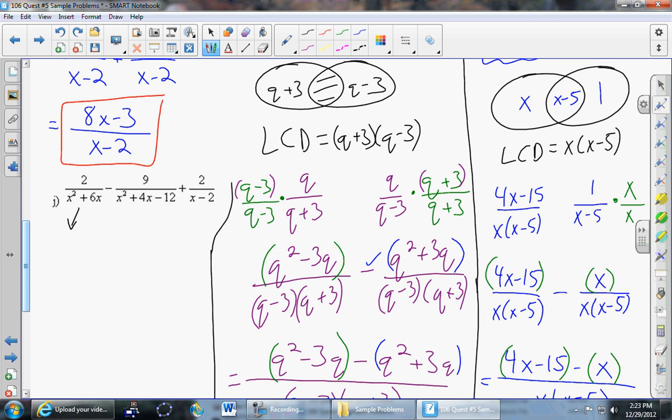So this denominator, you can factor out x. This denominator, we're going to factor with our two things in parentheses. So pause the video if you need to. I get x plus 6, x minus 2. And the last one, nothing to do. It's already factored, x minus 2.